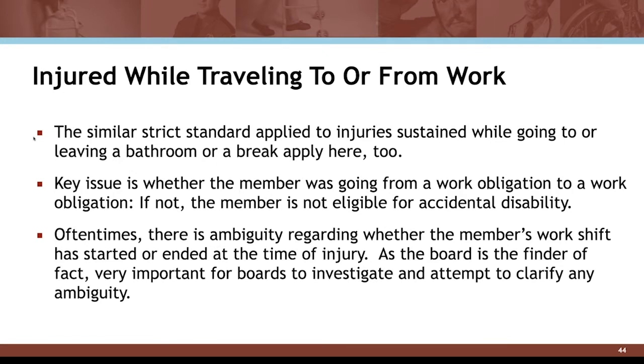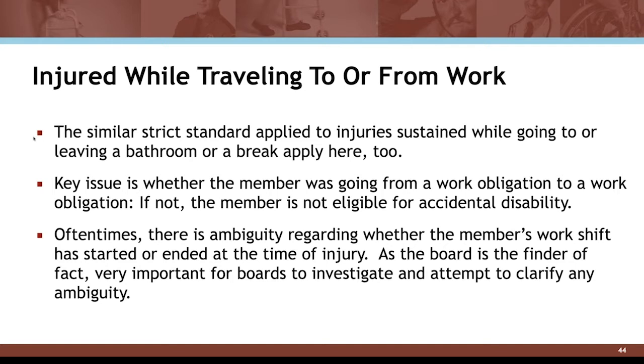Now, cases involving people that are injured while traveling to or from work. We get these cases all the time, and we unfortunately have to remand a great deal of them. In our remand letters, we point out to the board, please make findings of fact to help out this application, because sometimes they can.